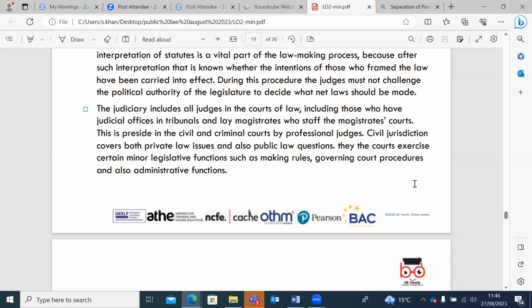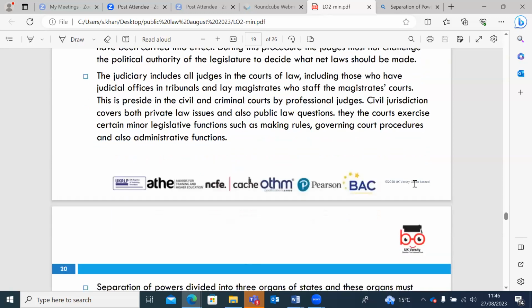This is to provide justice in civil and criminal courts by professional judges. Civil jurisdiction covers both private law issues and also public law questions. The courts have certain minor legislative functions, such as making laws governing court procedures, and also administrative functions, as mentioned earlier.